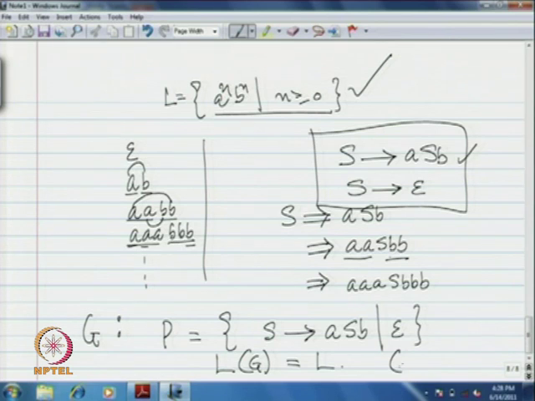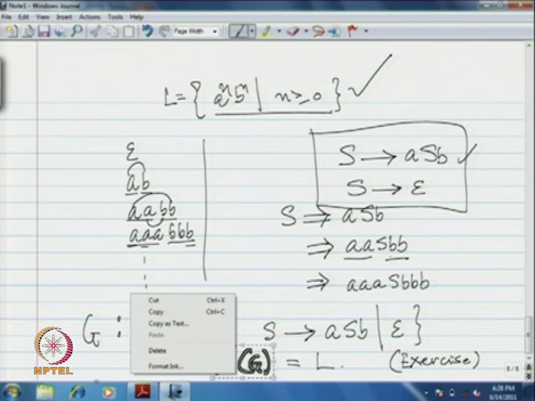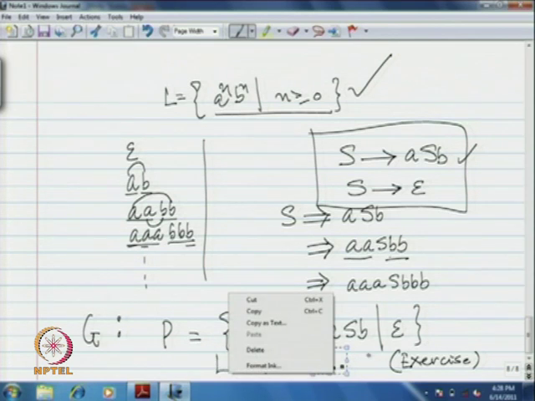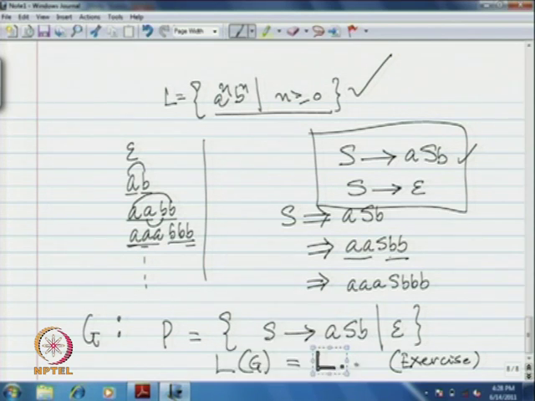You can take this as an exercise. That means, what we have to show? A string generated in G is of the form a power n b power n, that is in L. And if you take any string in L, that means a string of the form a power n b power n, it can be generated through G. So, prove this as an exercise.